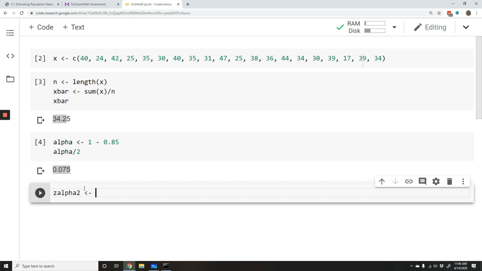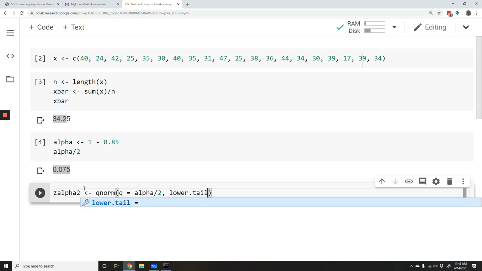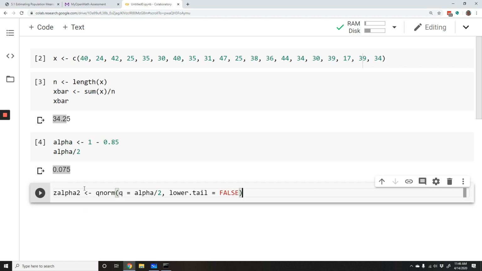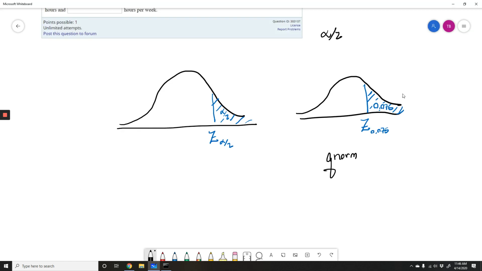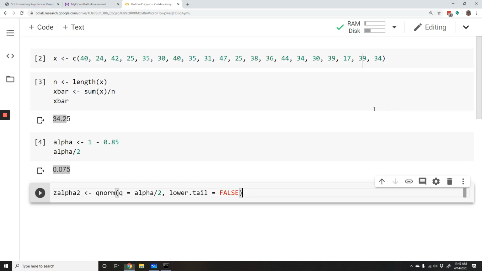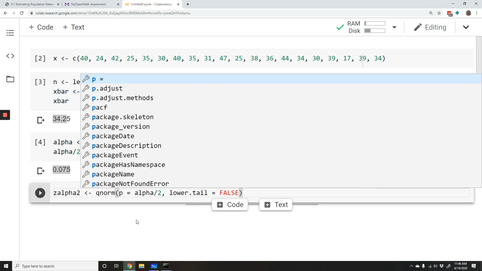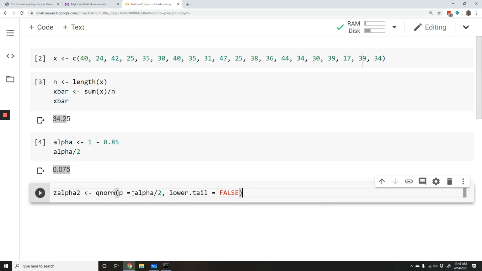That's going to be qnorm. I want an area of alpha divided by 2, and I want that not in the lower tail, I want it in the upper tail, right? If we look at our picture here, it's the upper tail that's shaded. So I want that area in the upper tail. So I want to find the z value with probability, and I just realized I made a mistake here. This should be a p, because I know the probability is alpha over 2. The area under the curve is alpha over 2, and in the upper tail, not the lower tail. Okay, so let's see what that is.